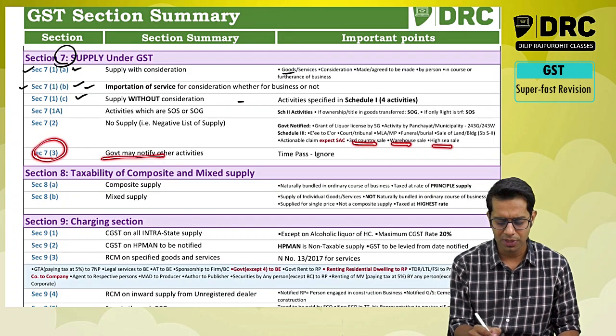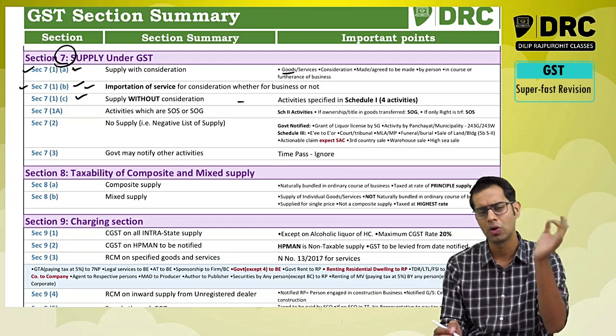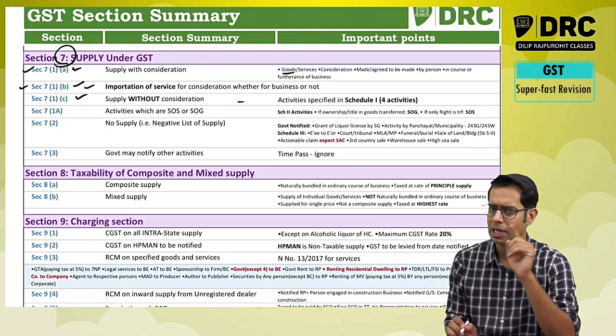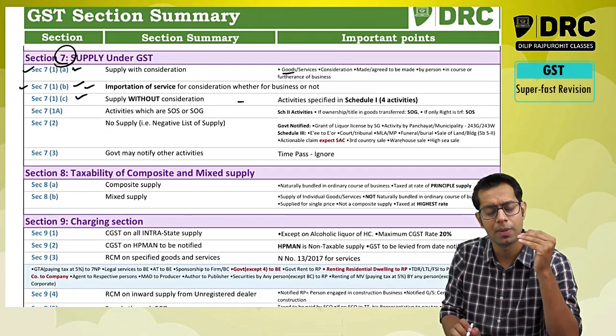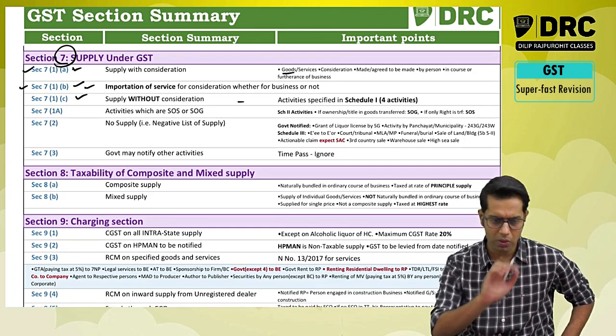Section 7 subsection 3, you can ignore this particular section. In this time pass section, it says government may notify some activities to be treated as supply of goods instead of supply of services, and it may notify some activities to be treated as supply of services instead of supply of goods. They have not yet notified anything over here.